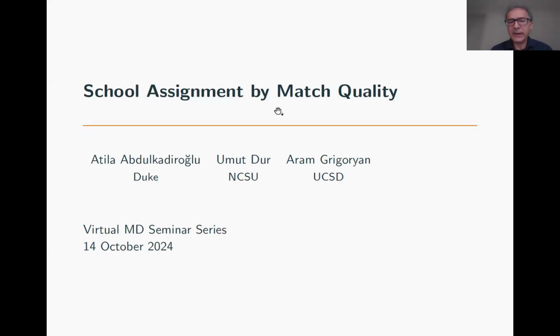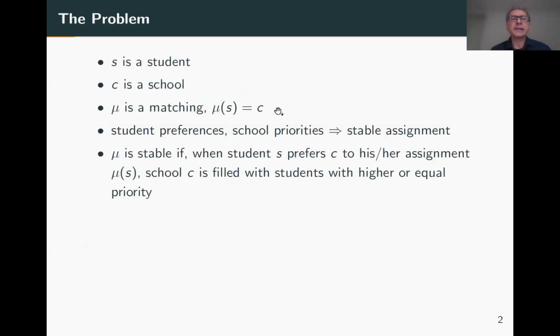And what do I mean by that? It's still a very simple question. Here is an overview. We are going to have students, which I'm going to denote by S. We are going to have schools, which I'm going to denote by C. We are going to try to find an assignment. Mu S is the assignment of student S. It turns out to be school C.